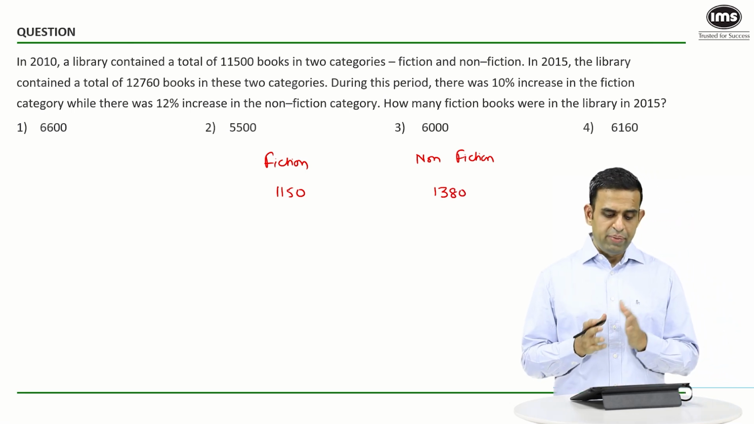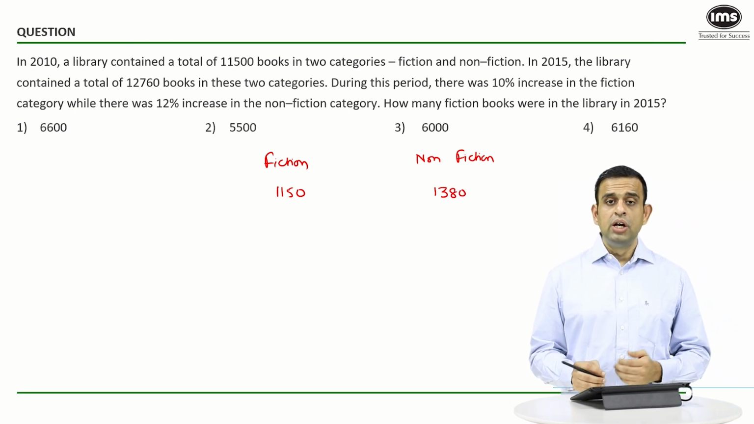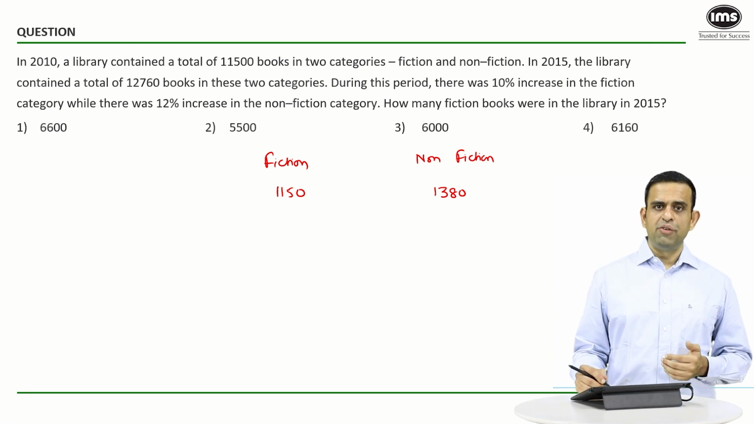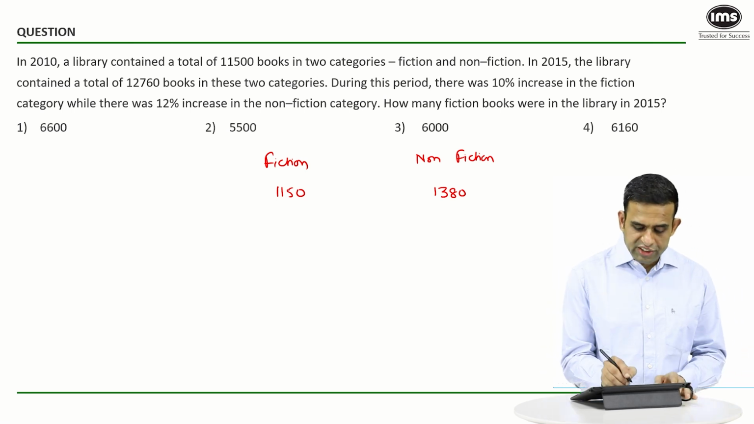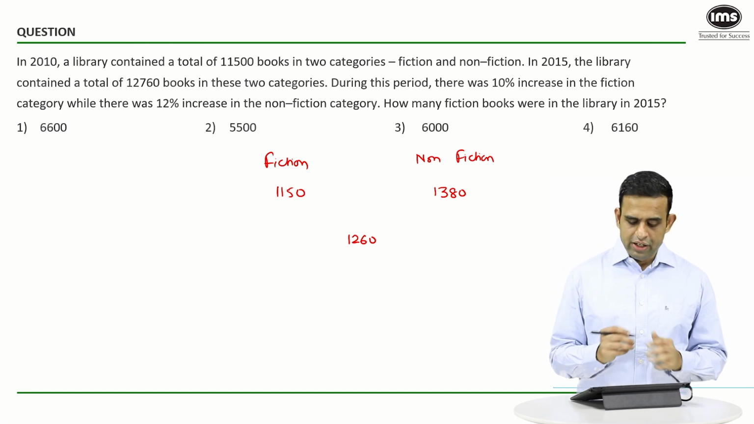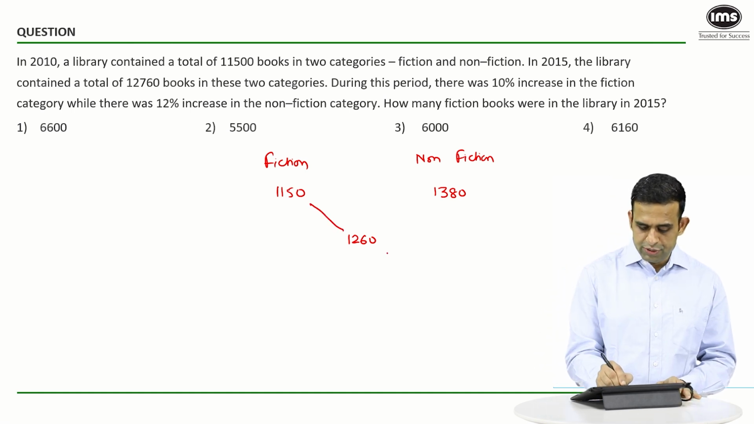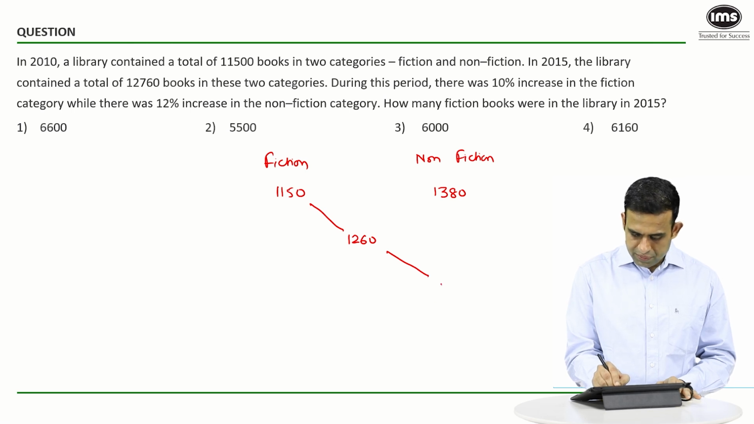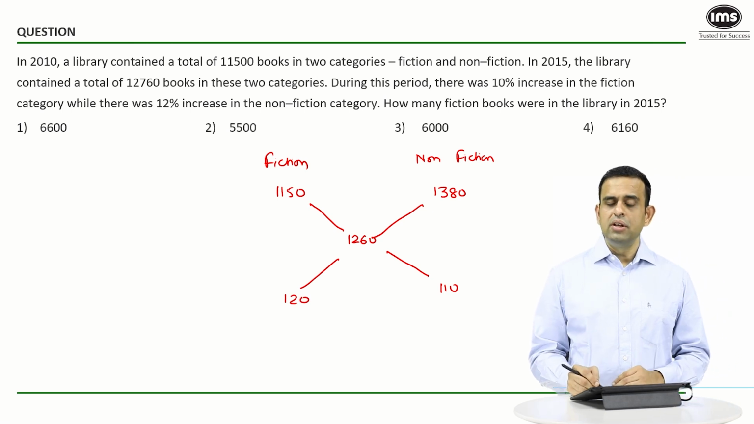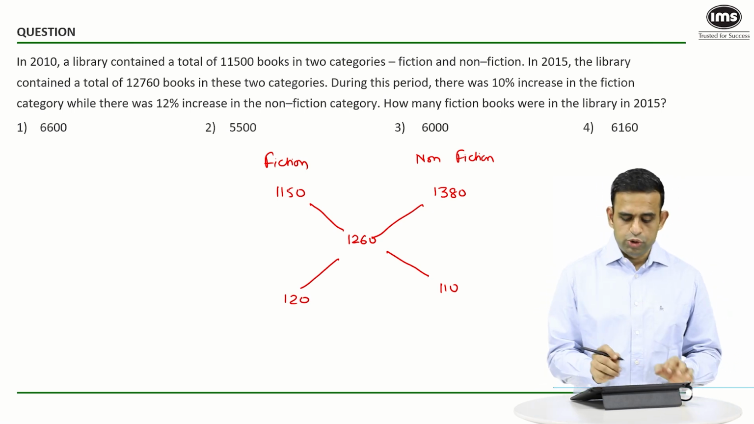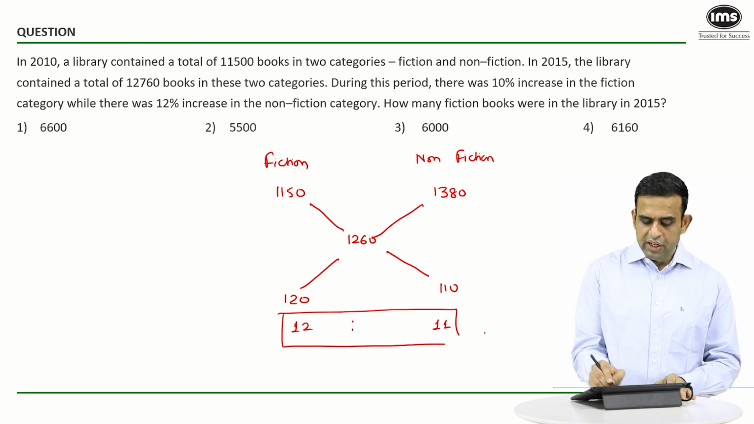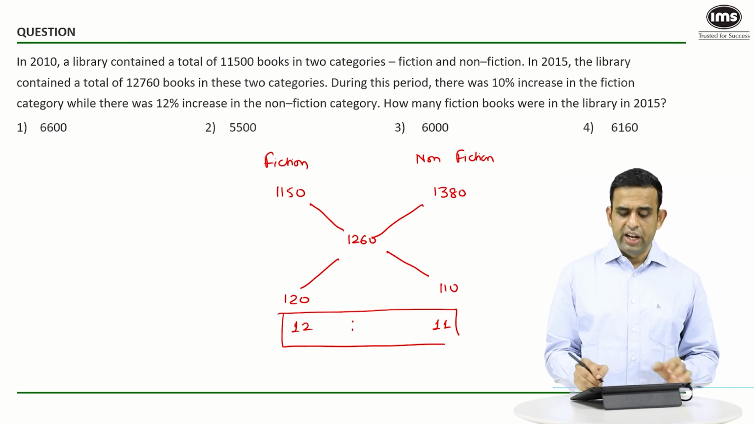So the increase could have been 1150 or 1380, but in reality the increase happens to be 12760 minus 11500, giving us 1260, which is between 1150 and 1380. So if I use the method of alligation over here, this will give you a 110, this will give you a 120. What does that mean? My ratio of the fiction and non-fiction books should be 12:11. What does this mean? It simply means if you add 12 and 11, I get 23.